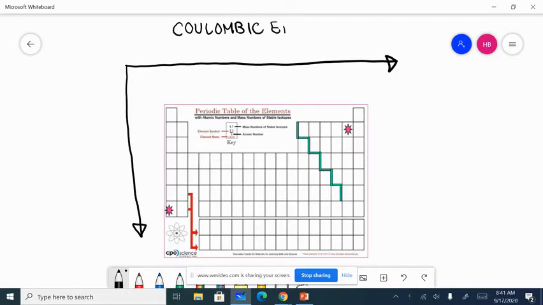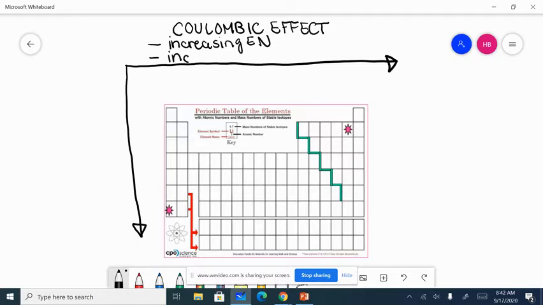So as we go across, we are increasing the nuclear charge. So we're increasing the number of protons in the nucleus. Those positive protons in the nucleus pull on the negative electrons. When they pull on the negative electrons, that means that as you go across a row, you are increasing electronegativity, which is how good an element is at pulling on other people's electrons in a bond.